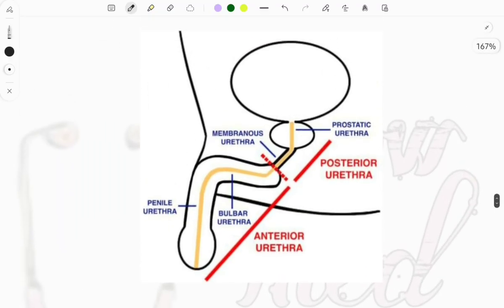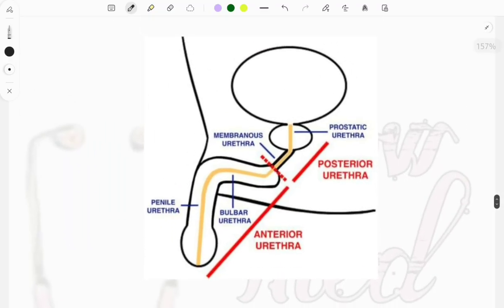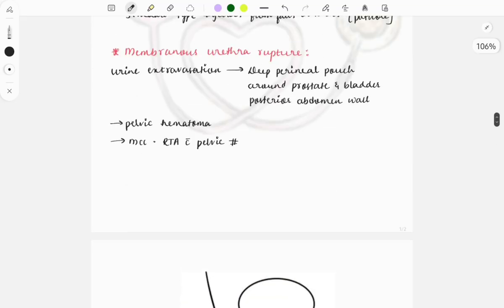So yes, this is about the diagram of the male urethra.